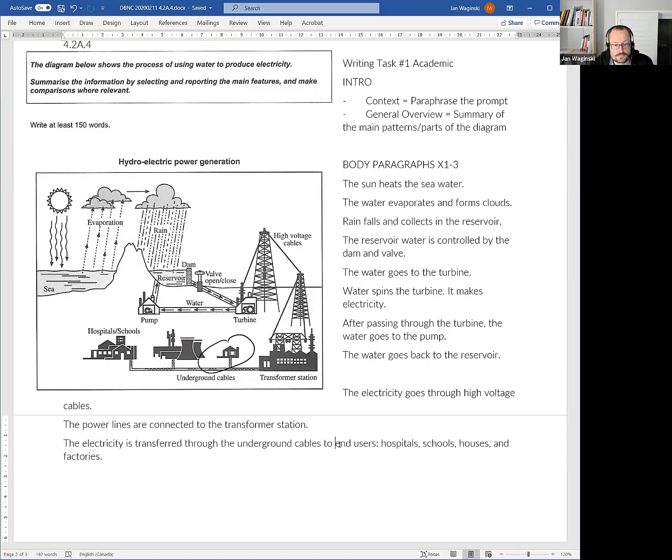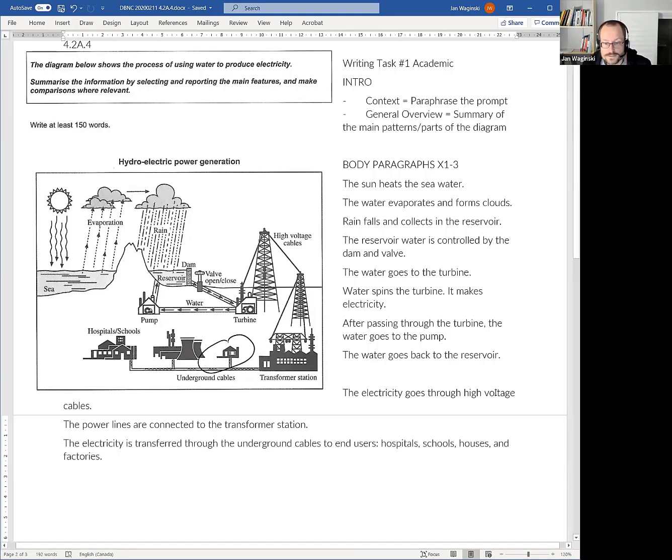So 2 stages. For me, I would write starting from the sun heat up to turbine, all related to the water. And then for the second paragraph, from turbine, the electricity out and to the end user. That's what I would do. Did that make sense for everyone? Yeah. So everything up to the turbine, pump, bringing the water back, and then the second stage would be the electricity from the turbine to the end users. So that's what needs to go in your general overview.